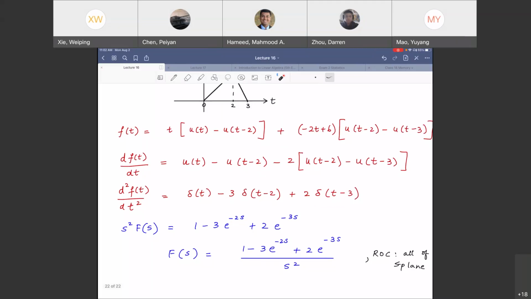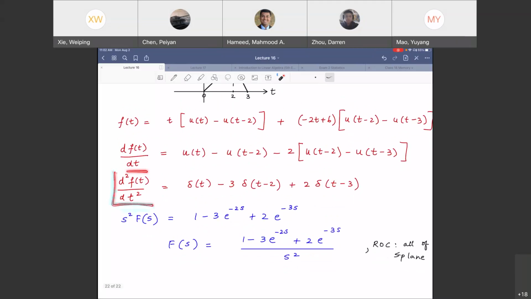Now let's try to go back. When you have differentiated the signal twice in the time domain, you essentially multiplied the transform by s every time. So s squared F of s is the Laplace transform of this. For delta, you have got 1. For 3 delta of t minus 2, you have got 3 e to the minus 2s. For this one, you have got 2 e to the minus 3s, just using the time shift property. If s squared F of s is this much, you just divide by s squared, and you get the function in the Laplace domain.